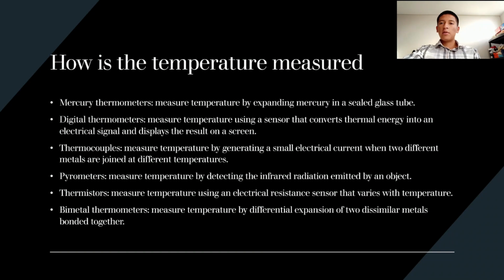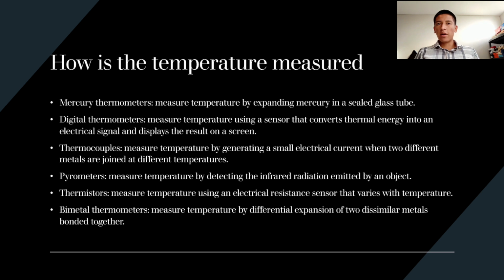The next thing that we have to know is how temperature is measured, and it can be measured with different things. But the most common ones are the mercury thermometers, which measure temperature by expanding mercury in a sealed glass tube. The digital thermometers measure temperature using a sensor that converts thermal energy into an electrical signal and displays the result on screen.